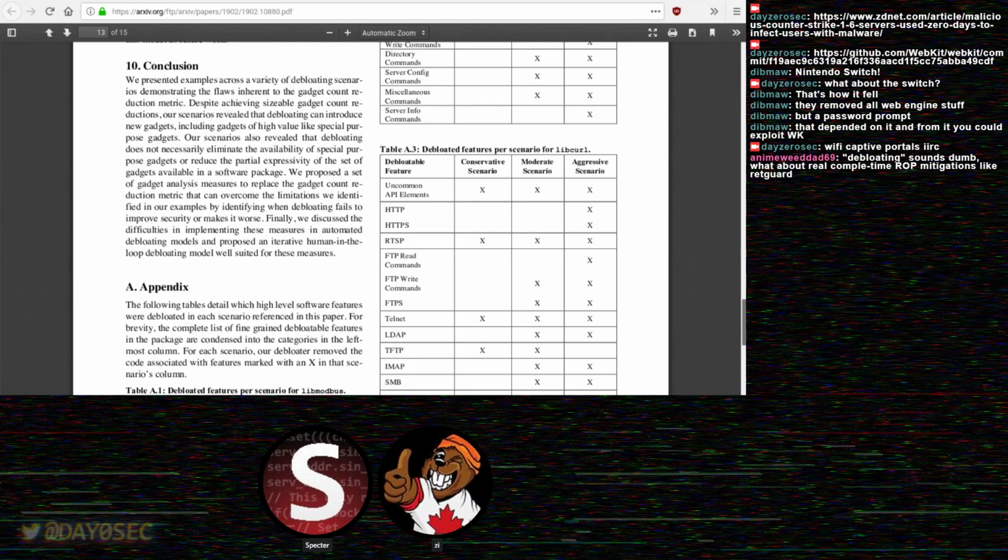But for this, it definitely doesn't replace a lot of the real-time or even some of the compile-time options to try and deal with ROP, CFI and all that fun stuff. Okay, I think that covers the reuse gadget counts paper pretty well.